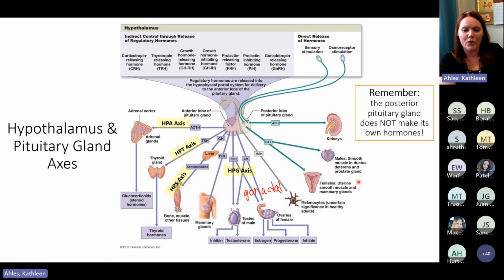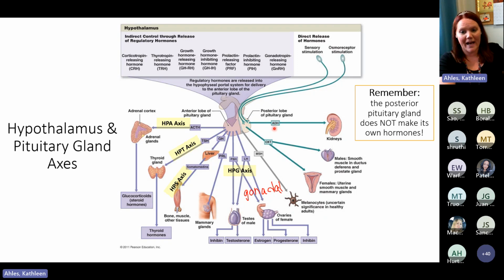So doing things like uterine contractions or the process of milk letdown. In males, oxytocin also contributes to smooth muscle contraction. It's a smooth muscle originator. So this is something that's going to be involved in the workings of the male reproductive tract. Oxytocin from the back half of the pituitary gland.